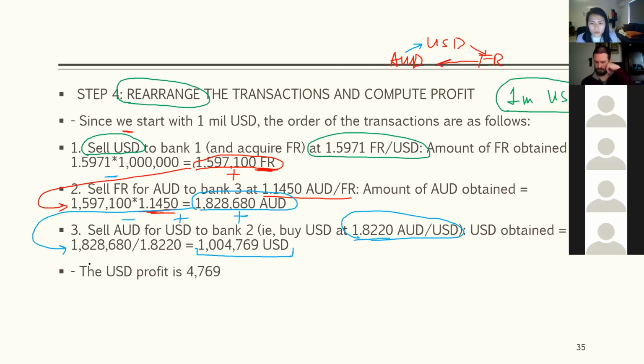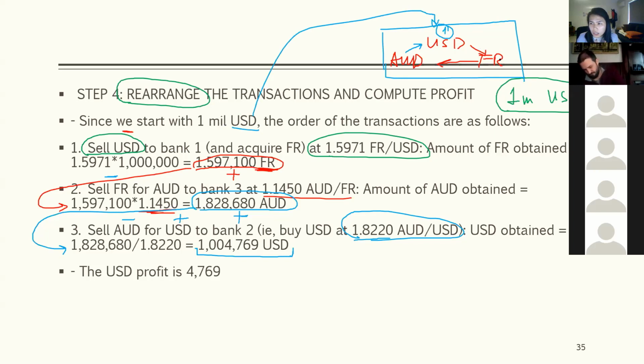So overall, the profit is the difference between my final outcome and the starting point, which is 1 million, okay? So the profit is about 4,700 USD, okay? So in a triangular arbitrage problem, you should have 3 transactions. The first one is the one that the question asks you to start with. And then the second one is here. And then in the last one, you should close the loop by converting back into that starting currency.